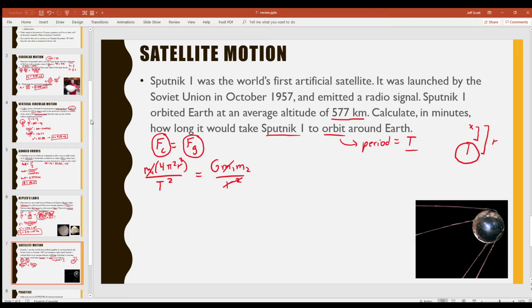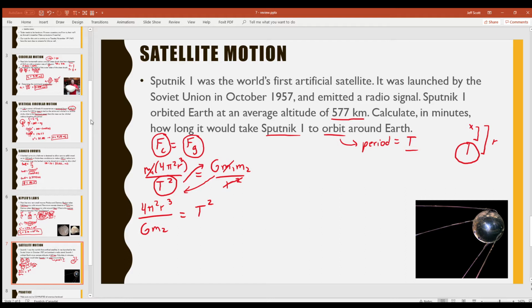Then, of course, we want to get this t squared all by itself. So what I like doing is multiplying it to the other side and then dividing what was on the other side over to get t squared all by itself, which visually is going to look like 4 pi squared r cubed divided by G m2 equals t squared.